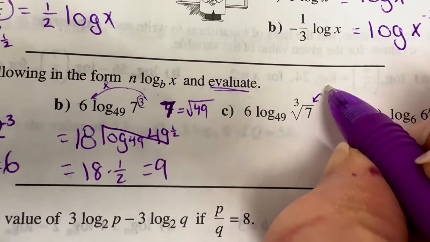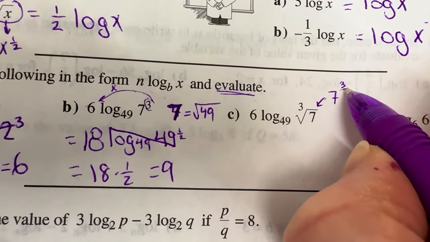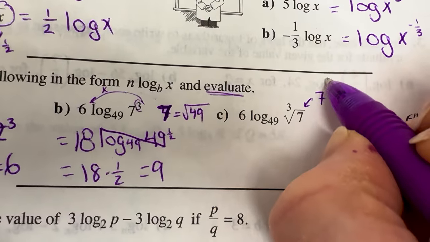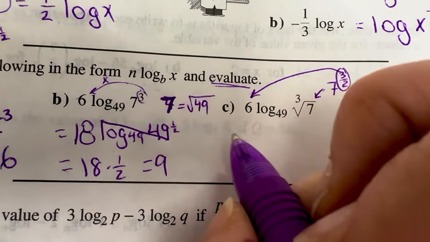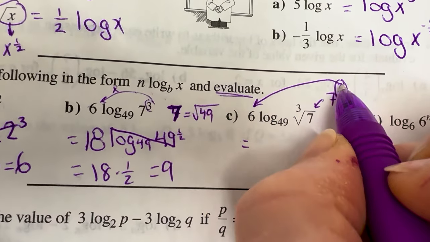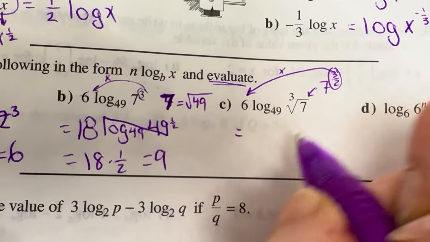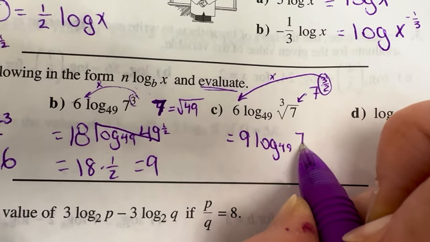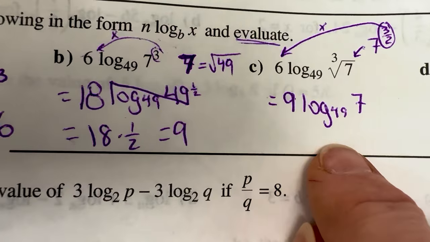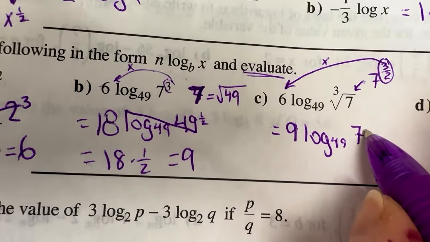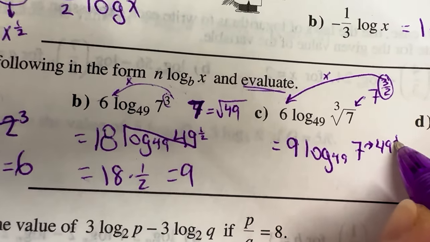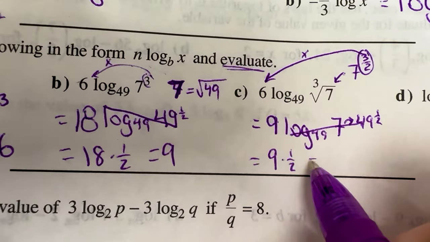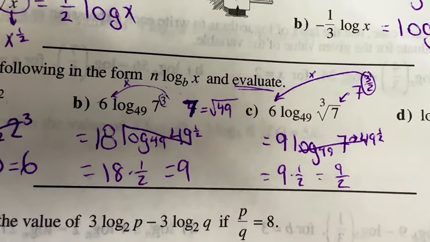Okay, this right here is 7 raised to the power of 3/2. So that's the 3. The over 2 is the square root. So this is what we're going to be multiplying with our power law. So 6 times 3 is 18, divided by 2 is 9. And then I have log 49, 7. Okay, and I could do the same thing there where I write 7 as 49 to the half, and then those cancel out, and I've got 9 times 1/2, or just 9 over 2.